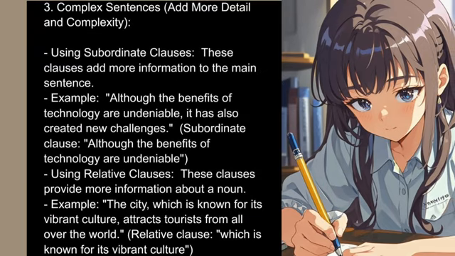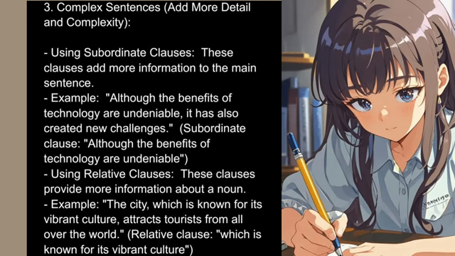3. Complex sentences. Add more detail and complexity. Using subordinate clauses. These clauses add more information to the main sentence. Example: although the benefits of technology are undeniable, it has also created new challenges. Subordinate clause: although the benefits of technology are undeniable.